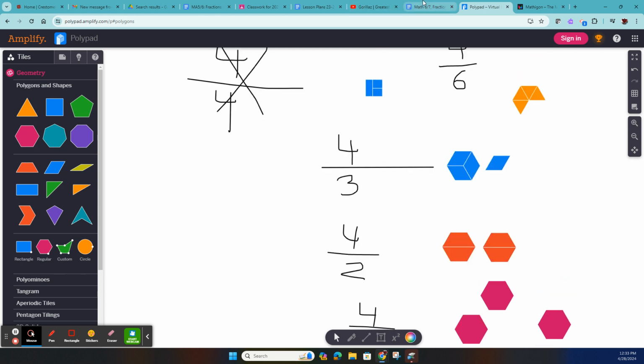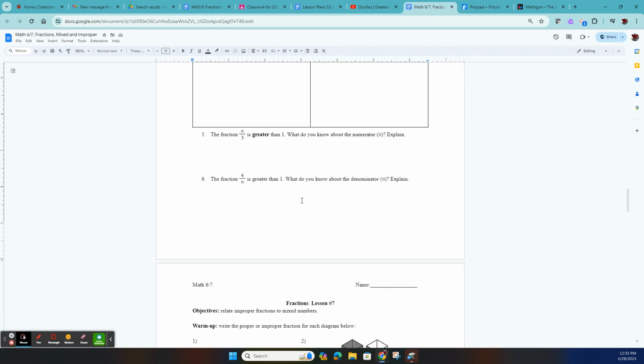Okay. So anyway, for this question, your answer should have said n has to be less than 4. Or you could have said n is equal to 3, 2, or 1. Because that lower denominator than our numerator ensures it's greater than 1.